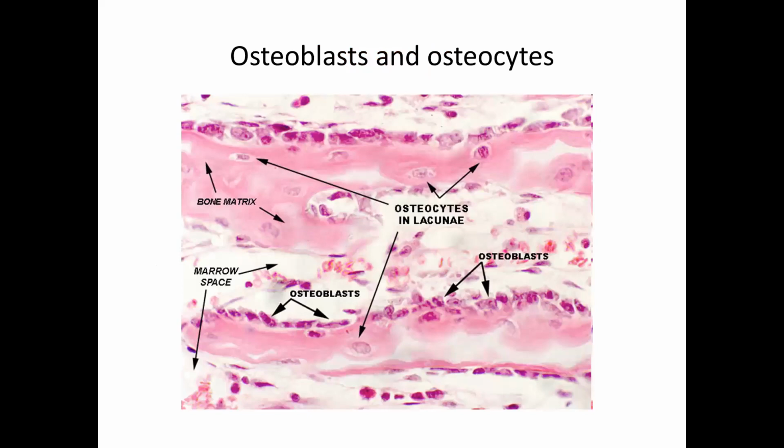Here you see an H&E section of osteoblasts and osteocytes. Here is the pink matrix and the osteocytes which are trapped within the matrix. On the periphery, you get the osteoblasts, which are secreting the matrix. So the osteoblasts secrete the matrix and then get trapped in their own matrix. And between these bone areas, you get bone marrow, which is filled with blood cells.